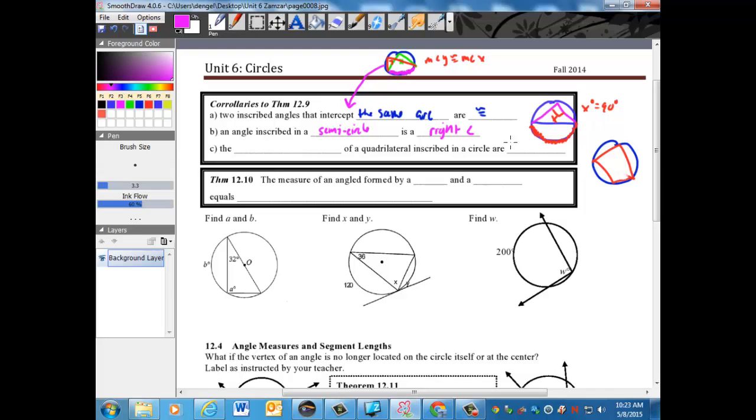If, let's say that we have an 80-degree angle here, then the opposite angle is going to be 100 degrees because these two angles will always be supplementary. So opposite angles are supplementary. So we want to say that the opposite angles of a quadrilateral inscribed in a circle are supplementary.